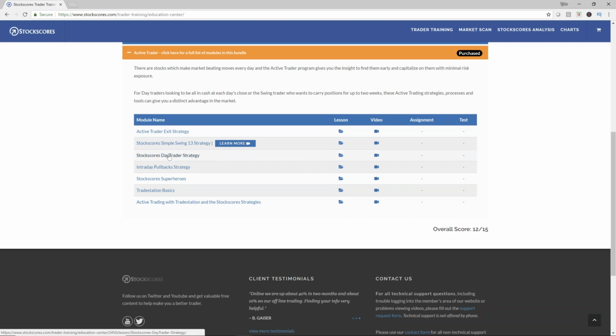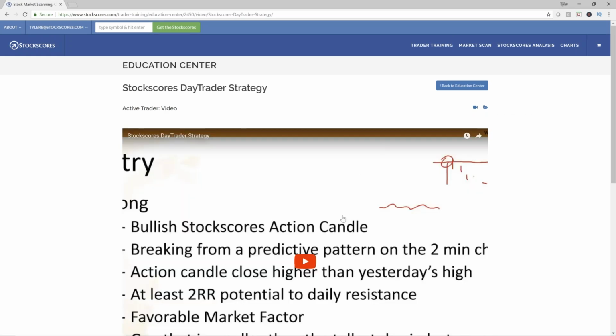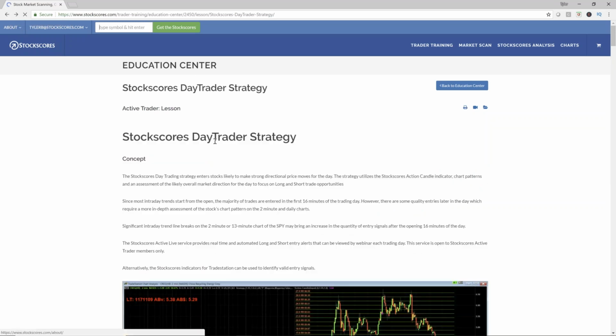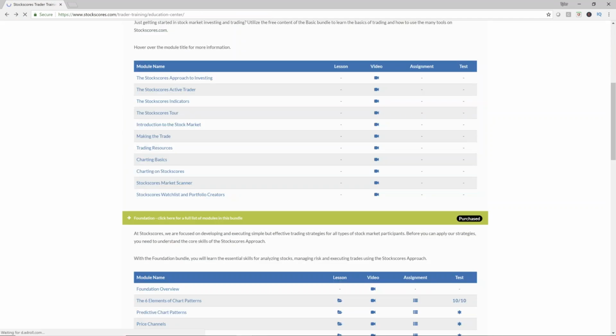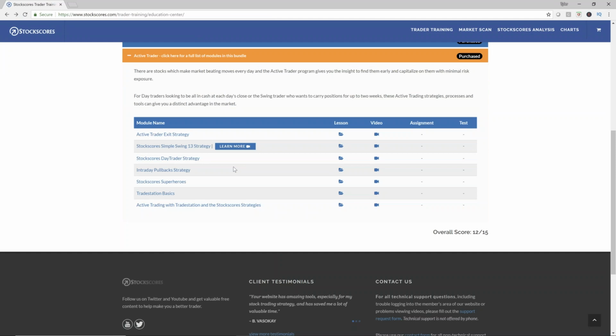If you want to see the Stockscores day trader strategy, you log into Stockscores, go to the Active Trader section in the Education Center, and then just click on Stockscores day trader strategy, and you can read all about it. You can watch the video, as always, and you can print out the actual strategy document if you like. That's also available. So that's there for the day trader strategy, which I will be looking at tonight. It's also there for the simple swing strategy.